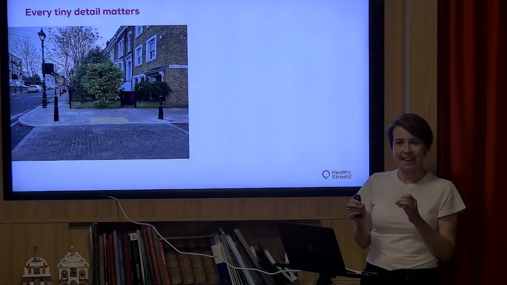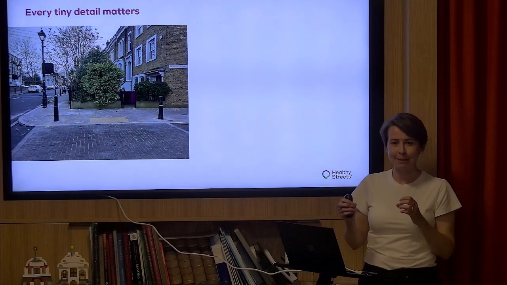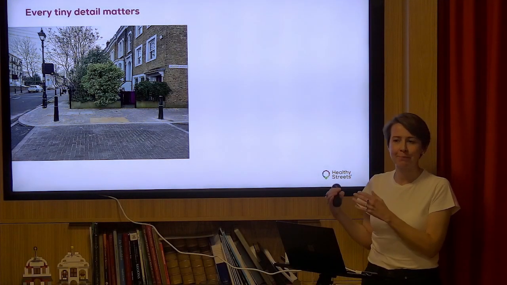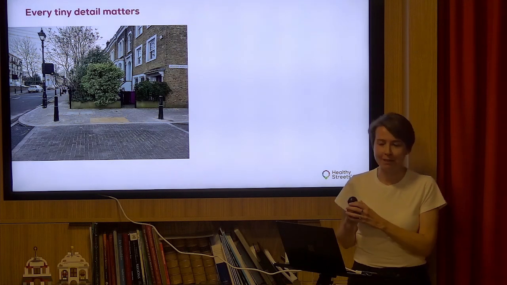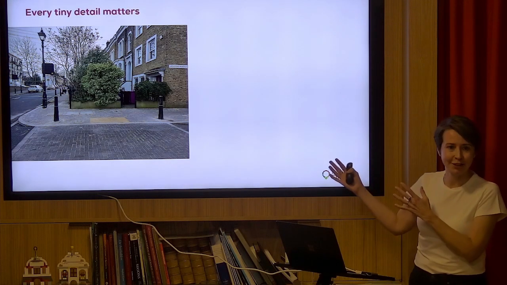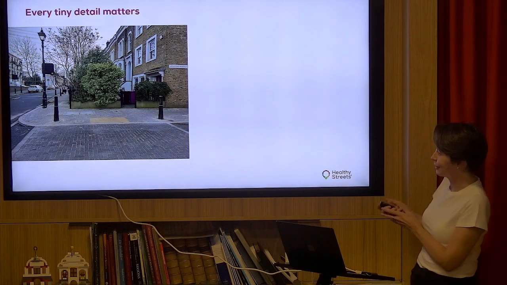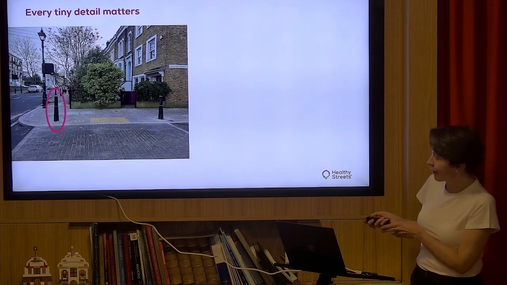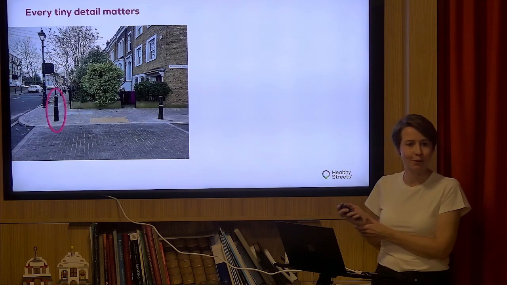Tiny little details that aren't quite right tell you that some of the people who are engaged in the process aren't looking at it from the perspective of basic human needs. So here's the side road entrance I showed you was being constructed earlier on. Can you see what the issue might be? A bollard right on the desire line of anyone who's walking up this street.